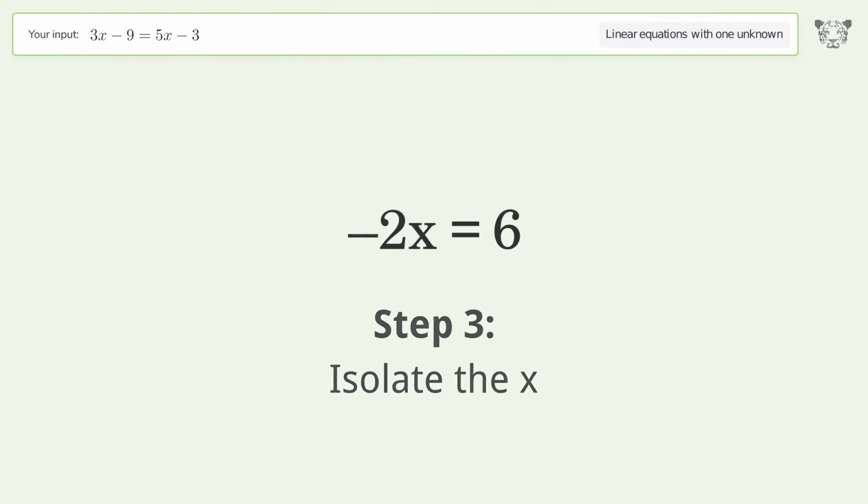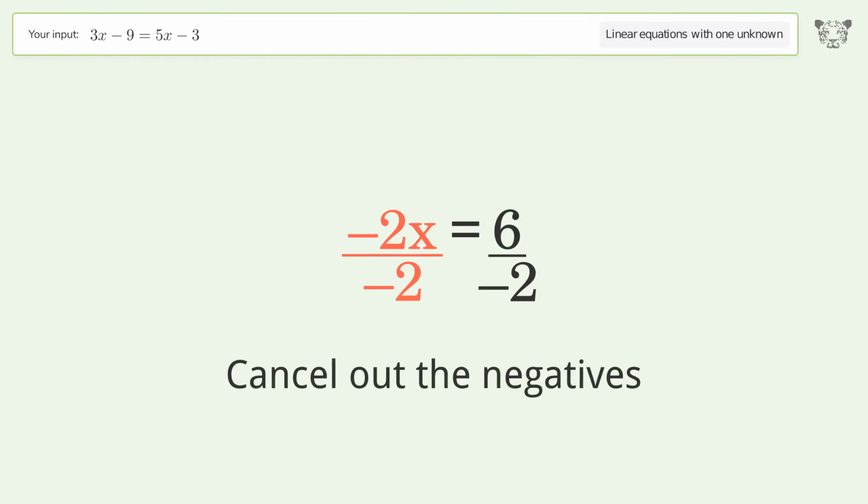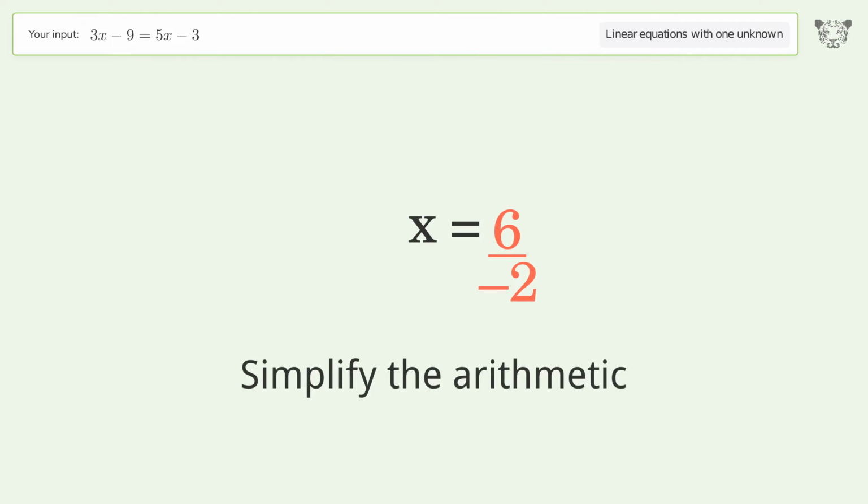Isolate the x. Divide both sides by -2. Cancel out the negatives. Simplify the fraction. Simplify the arithmetic.